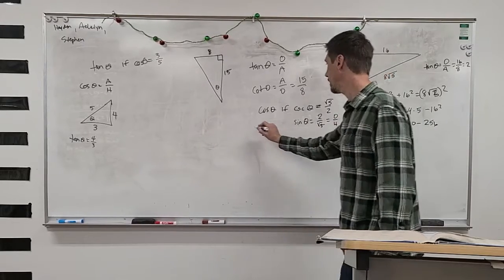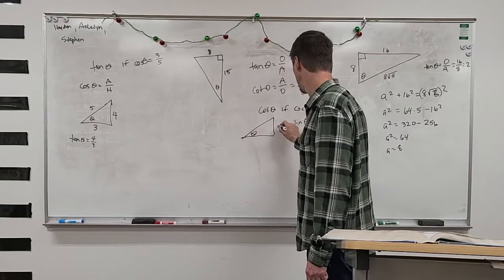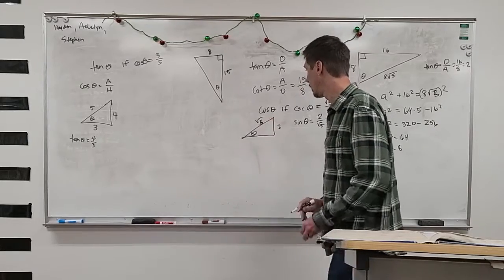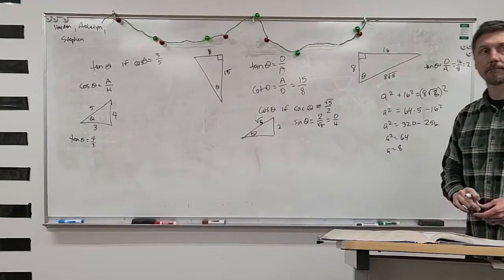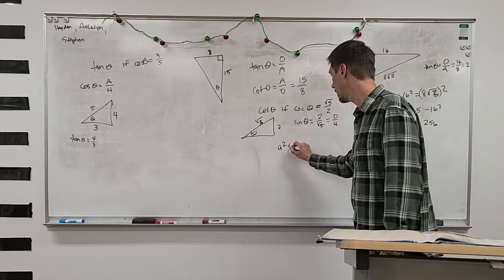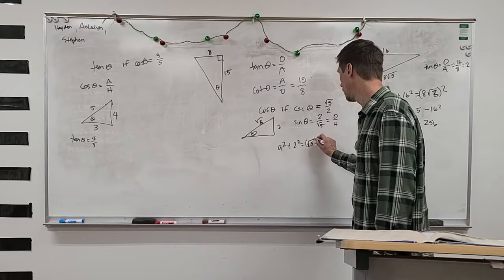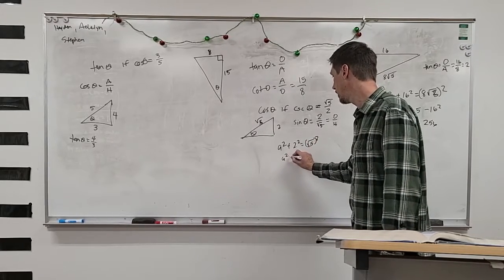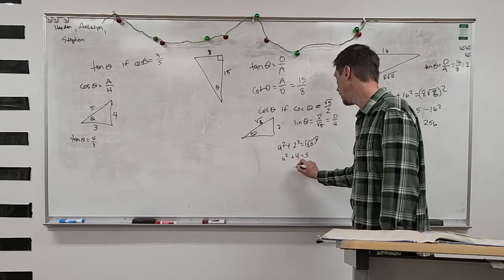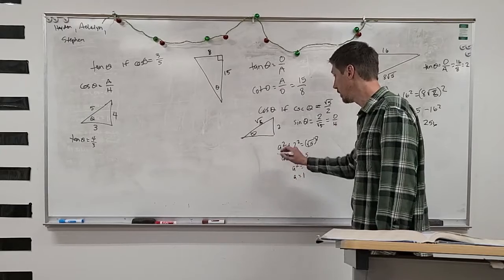So we've got theta drawn here. The opposite is 2. The hypotenuse is square root of 5. And then we have to use the Pythagorean theorem, right? So we can say a squared plus 2 squared equals square root of 5 squared. So a squared plus 4 equals 5. A squared equals 1. A equals 1.